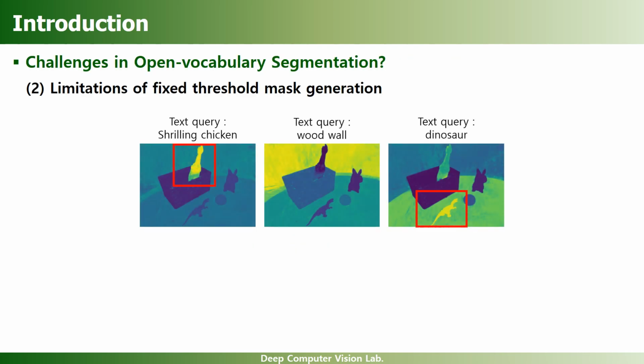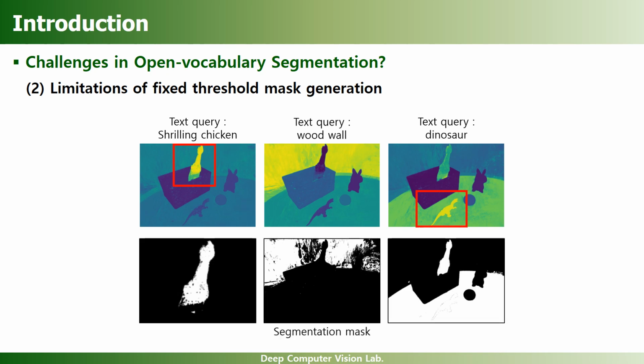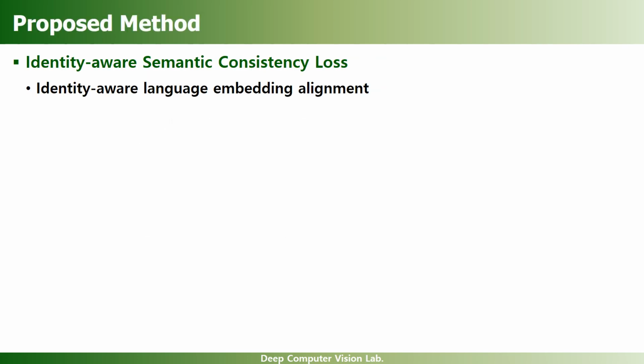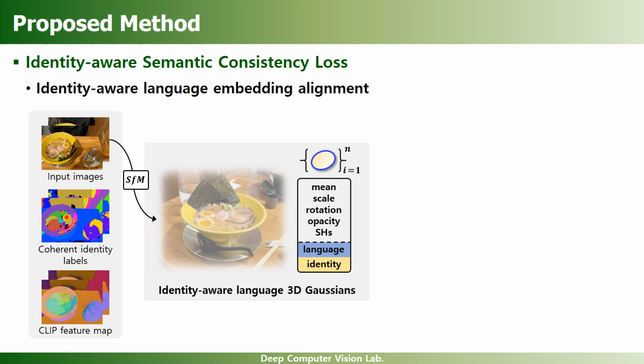The distribution of Gaussian similarity between the text query and the rasterized language feature map varies widely. However, previous methods use a fixed threshold, which often produces inaccurate segmentation masks. Our idea is to make language features maintain multi-view consistency.